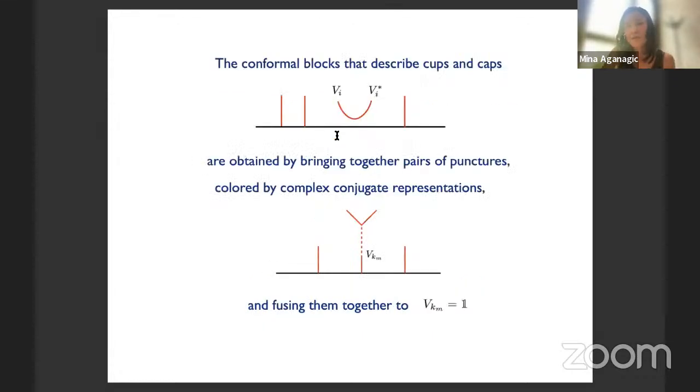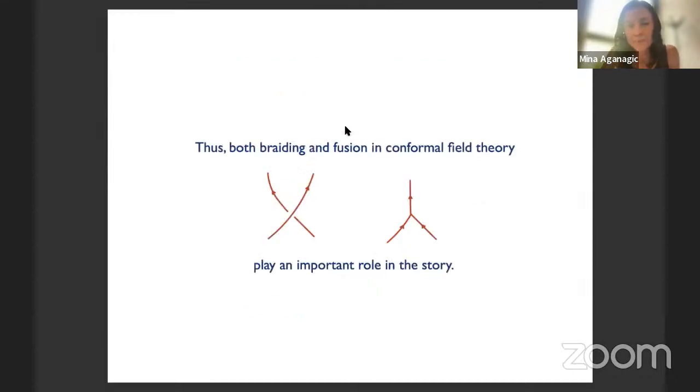Such conformal blocks are obtained by bringing together pairs of punctures colored by complex conjugate representations and fusing them together to identity. Thus, both braiding and fusion in conformal field theory play an important role in the story.